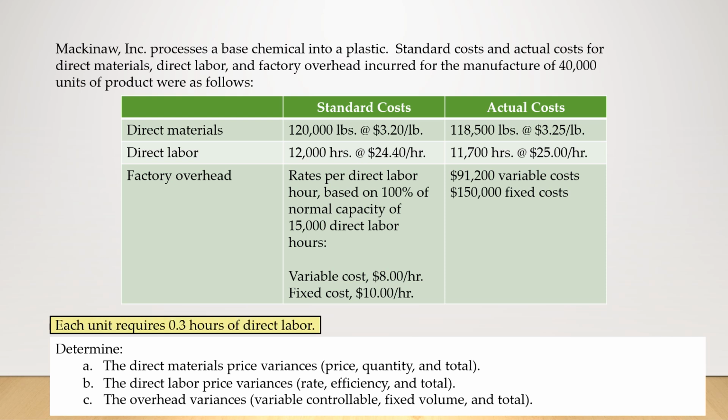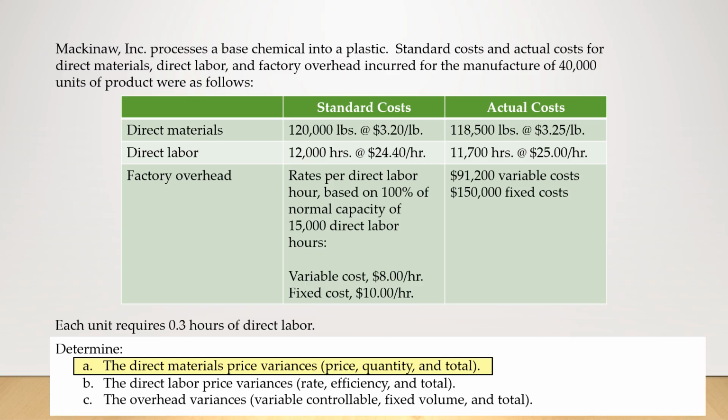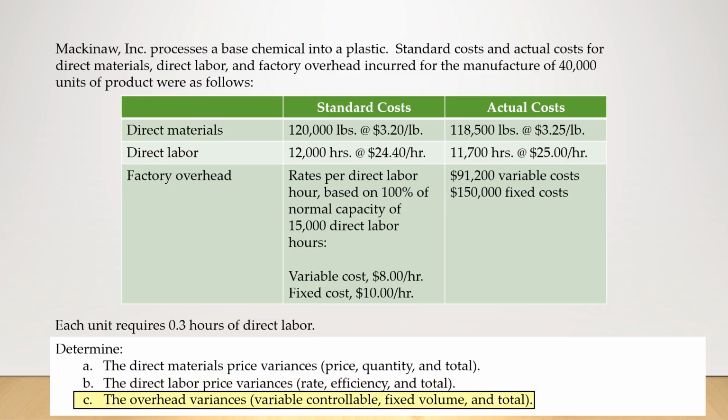Let's figure out the direct materials variances, price, quantity, and total, the direct labor variances, rate, efficiency, and total, and the overhead variances, variable, controllable, fixed volume, and total. The good news is that the variance calculations are the same from one problem to another. If you're feeling ambitious, pause this video and try to calculate those items on your own. If you have the workbook, you have a template for your work on the next 2 pages.